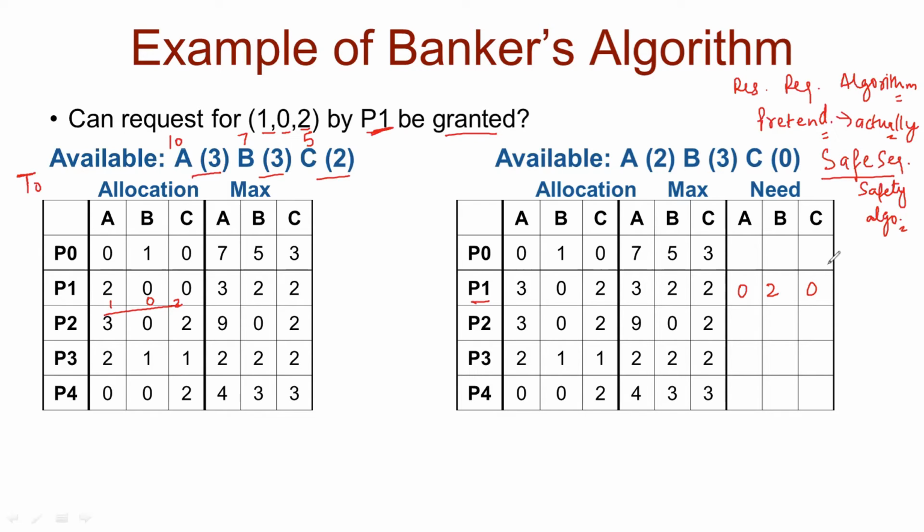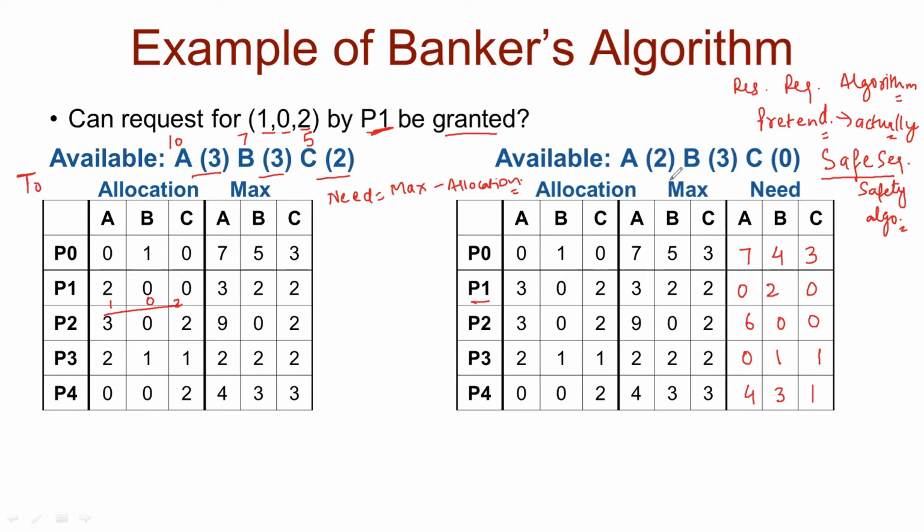You can copy these needs from the previous session if you want, or we will calculate here quickly. It is 7, 4 and 3. For this, I am using the formula need equals max minus allocation. Here it is 6, 0, 0. It is 0, 1, 1. And here it is 4, 3, 1.